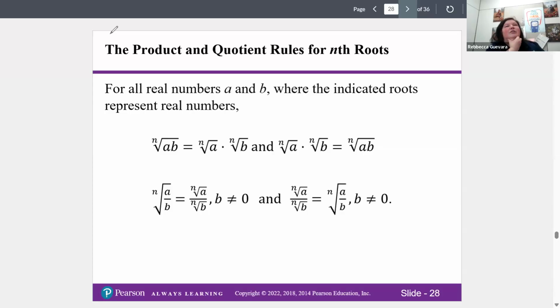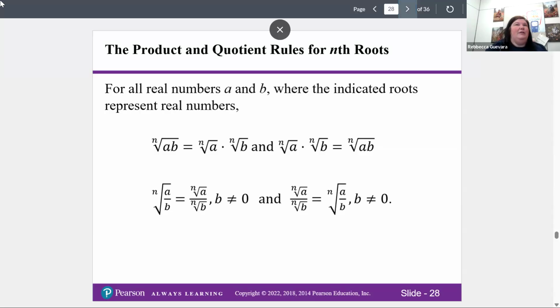So quotient rule and product rule are going to work the same even with nth roots. You just have to be careful about that last one, where the nth root of a to the n sometimes can be positive or negative, or sometimes it has to just be positive. This is the only place you're going to have to worry, but everything else here is the same. The nth root of a times b is the nth root of a times the nth root of b, and vice versa. The nth root of a quotient a over b is the same as the nth root of a over the nth root of b. Once again, b can't be 0 because then it's undefined. And vice versa.